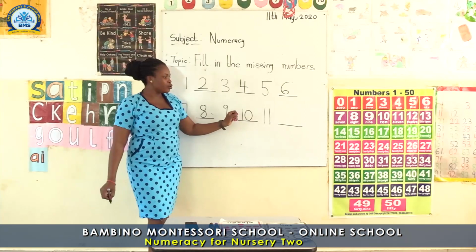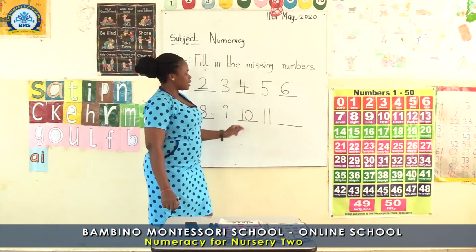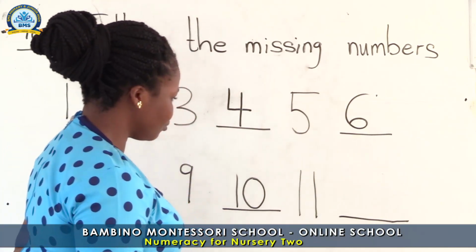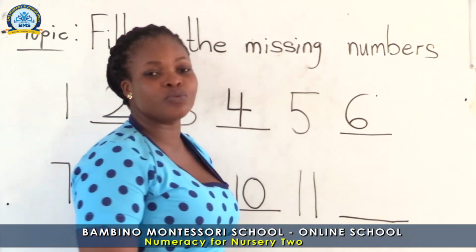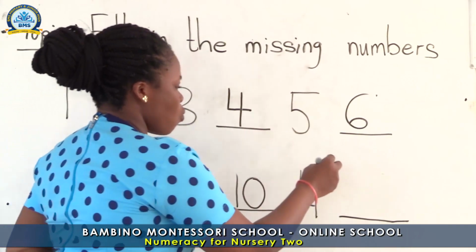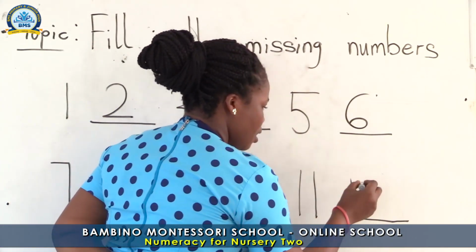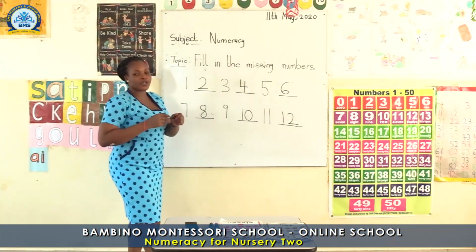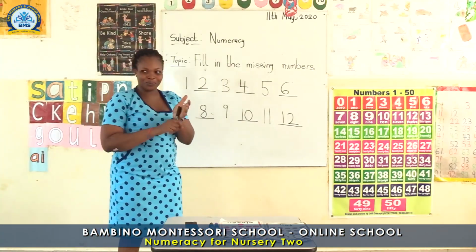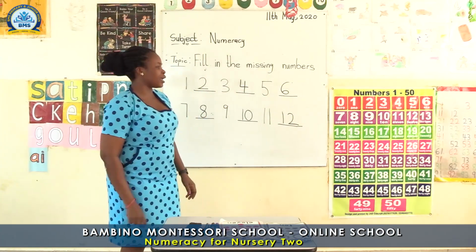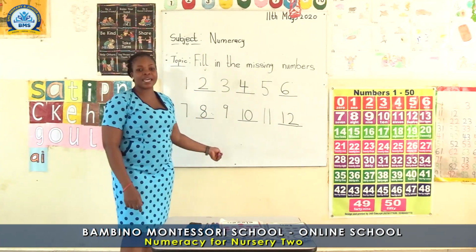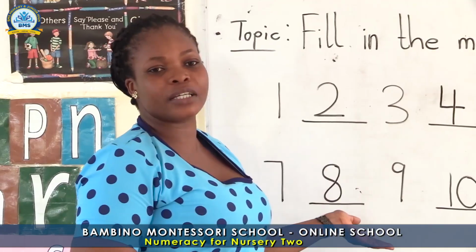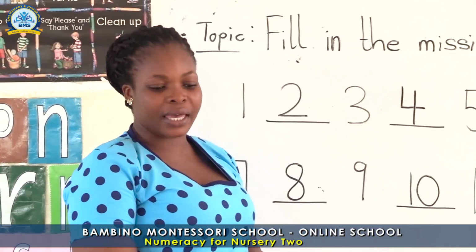From 10, you go to 11. Next to 11, what number is missing? 12. And how do we write 12? You write your 1 first and your 2. Wow, clap for yourselves. Good, wonderful kids. So now we've come to the end of filling in missing numbers. Don't forget to try this at home, okay?